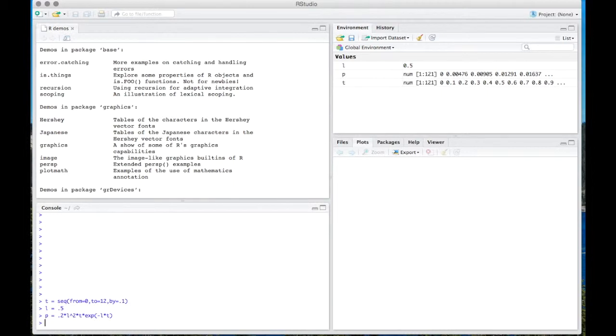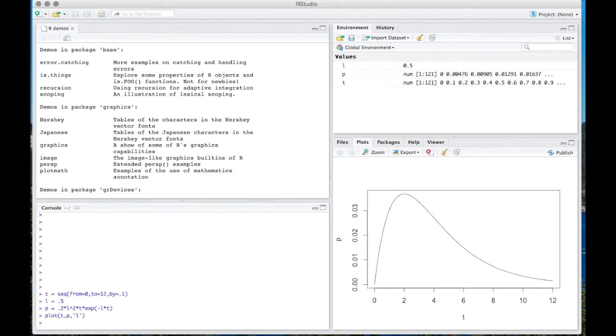Okay, so now there's my p vector. So now all I have to do is plot. I'm going to plot t, p, and I'm going to tell it to plot it as a line. Okay, so now I see my nice curve. Notice I'm really close. This is almost happening at 2 months, and it's almost 0.4.